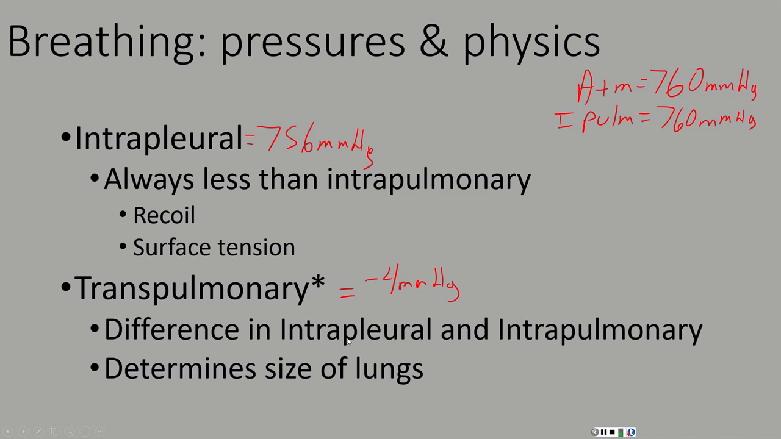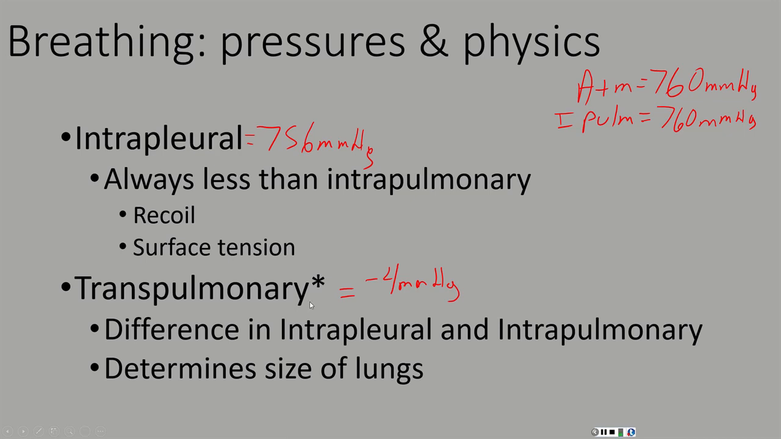Now, the transpulmonary pressure is what determines the size of the lungs. The greater the magnitude of this number, now, I know this is not a math class, but when I'm talking magnitude, basically that just says ignore the negative sign. -4 and +4 have the same magnitude. -10 and +10 have the same magnitude. So, the magnitude of the transpulmonary pressure determines the size of the lungs.